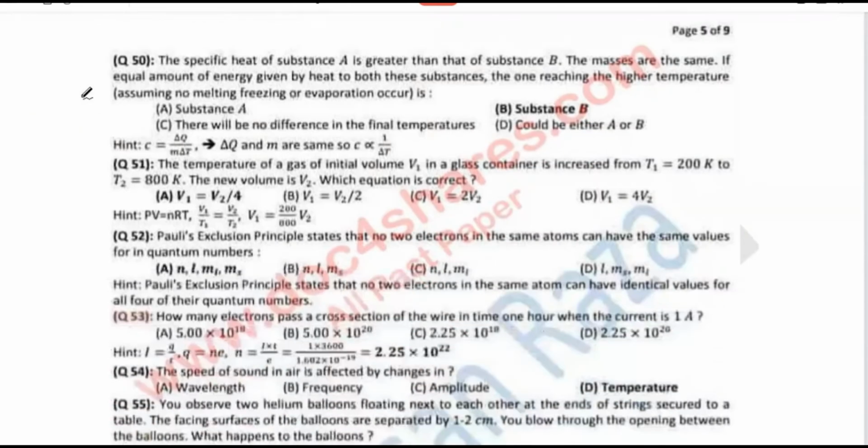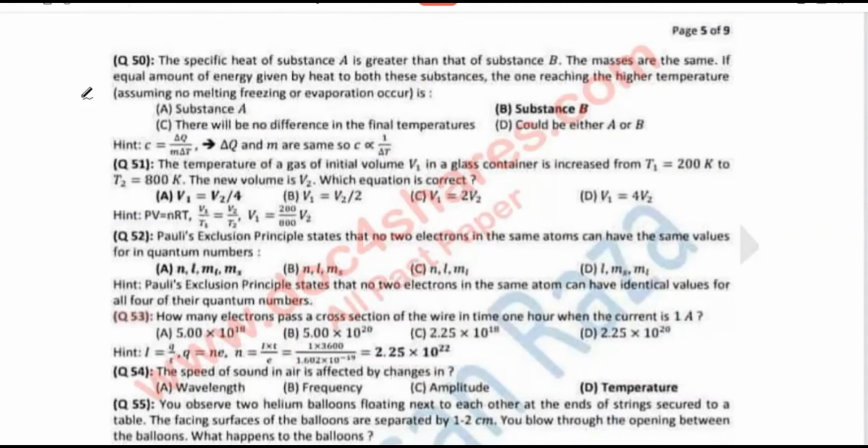52. The Pauli exclusion principle states that no two electrons in the same atom can have the same values for the four quantum numbers. So the answer is A, n, l, m1 and m2.